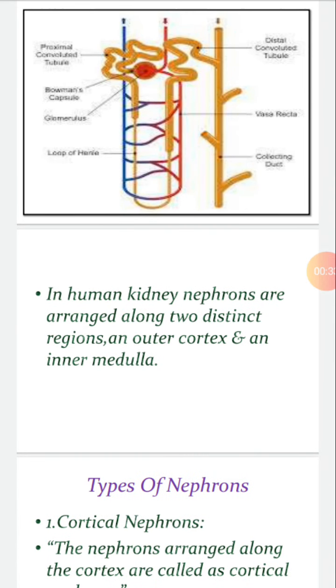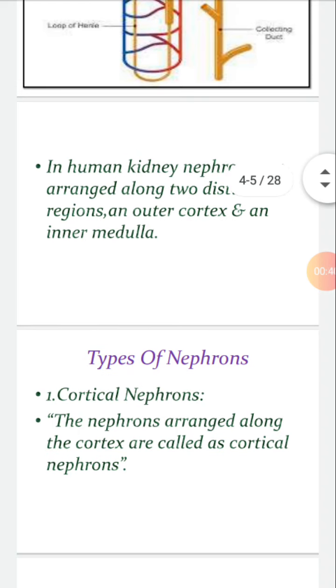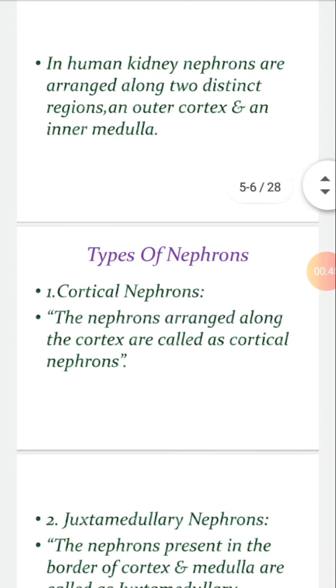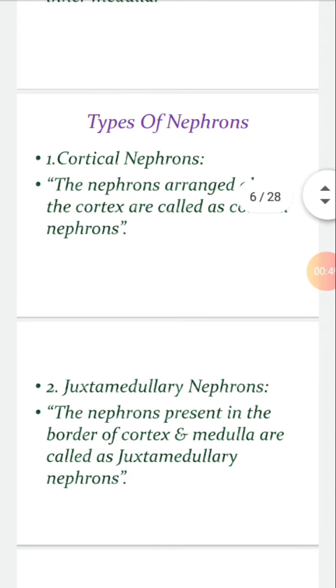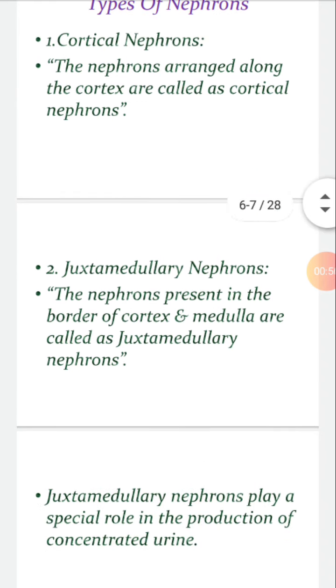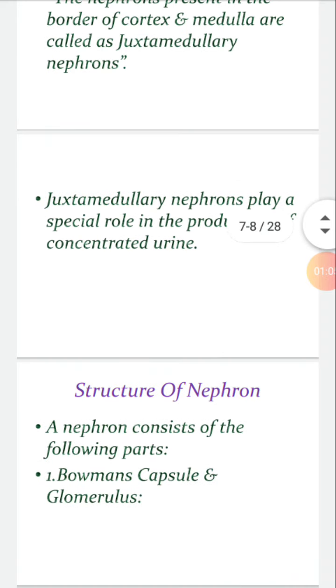Now, types of nephrons. Cortical nephrons. Cortical is from cortex. The nephrons arranged along the cortex are called cortical nephrons. Second are juxtamedullary nephrons. The nephrons present in the border of the cortex and medulla are called juxtamedullary nephrons. They play a very special role in the production of concentrated urine, which contains more salts.